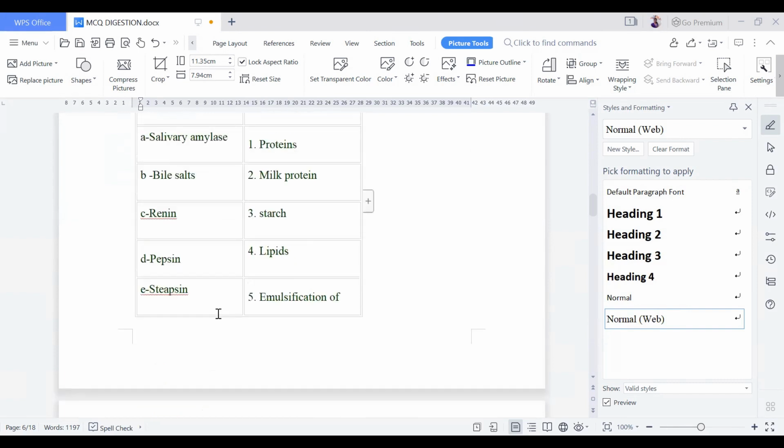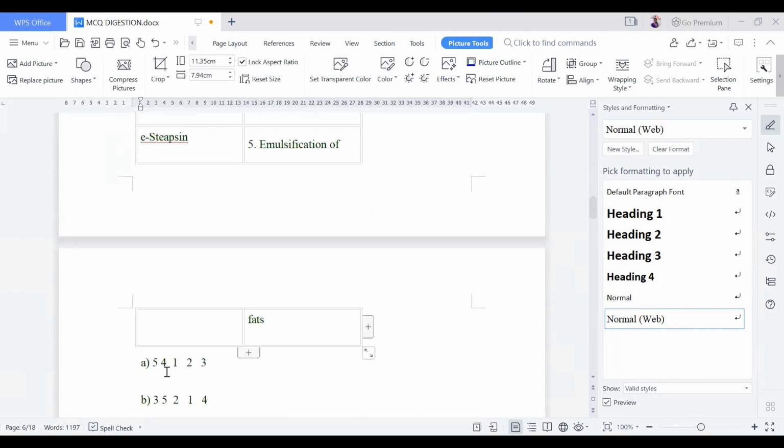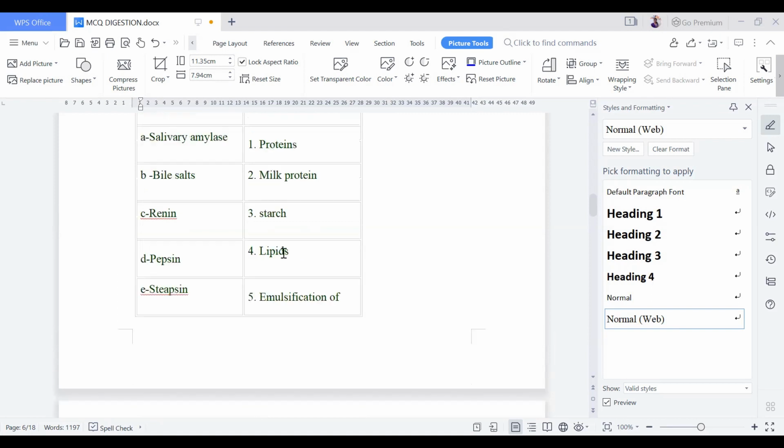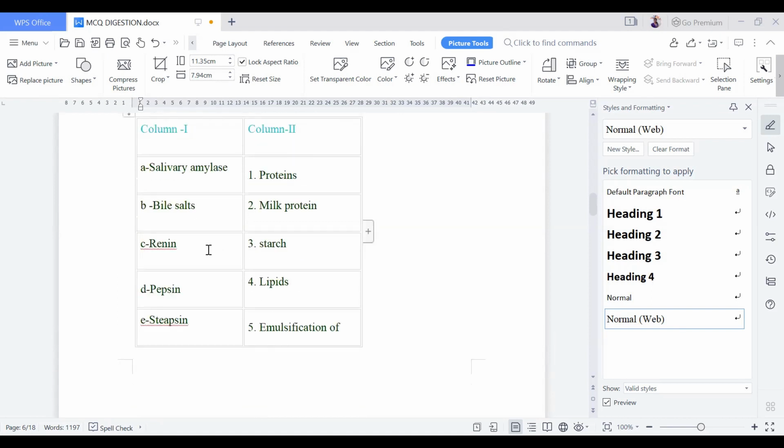Lipids. So option B, when you see 3, 5, 2, 1, 4. So this is for 3 and this is for 5 and this is for 2. Pepsin is for 1, trypsin is for 4. So option B is the right answer.